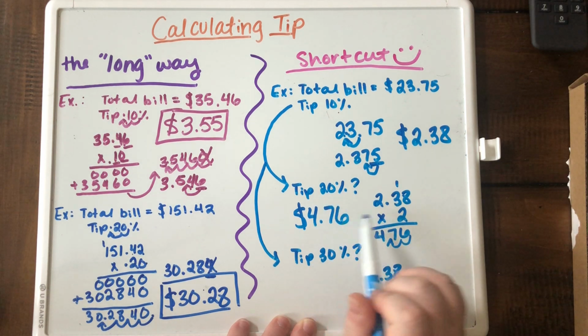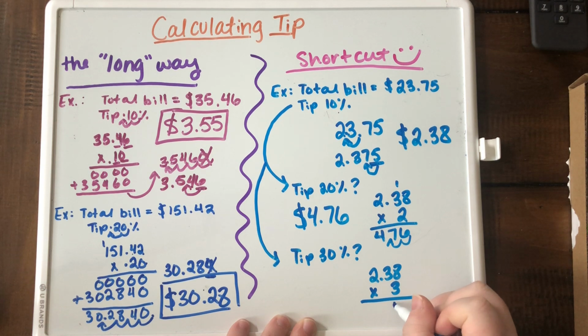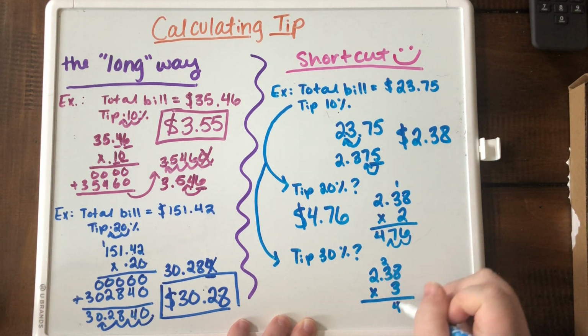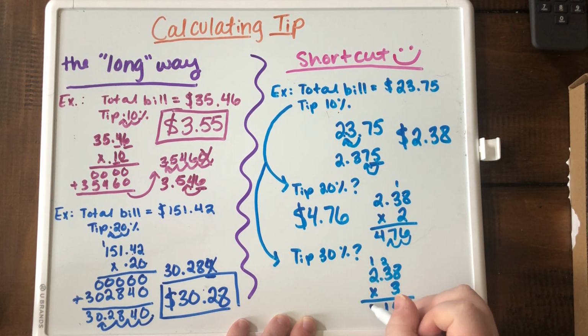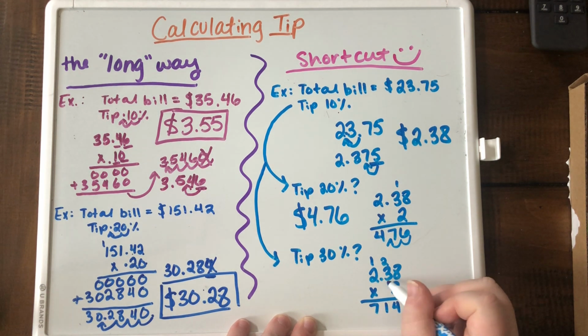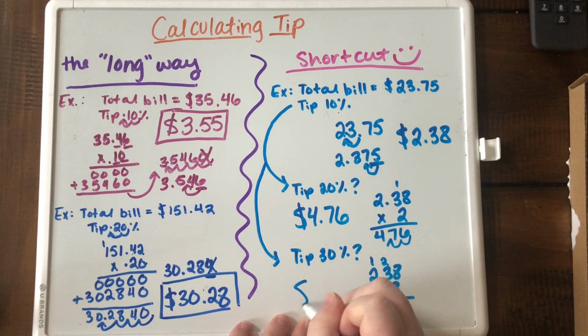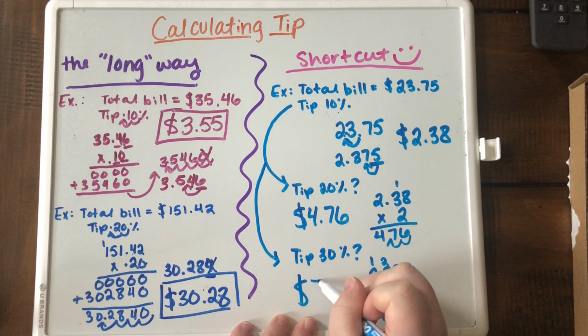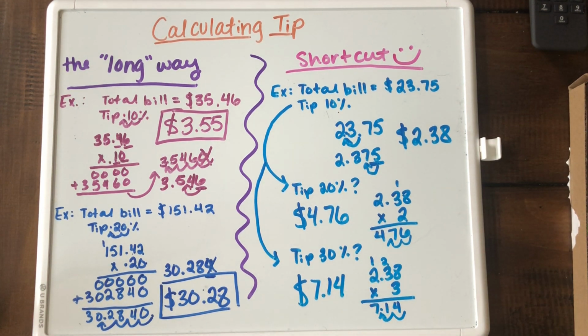So here for 20%, we would double it. For 30%, you would triple. So you're going to multiply it out. 3 times 3 is 9, plus 2 is 11. 2 times 3 is 6, plus 1 is 7. Check your digits after the decimal. There's 2, so you're going to move it over 2 times. And now, if you were to tip 30%, you would tip $7.14. So the shortcut's pretty easy.